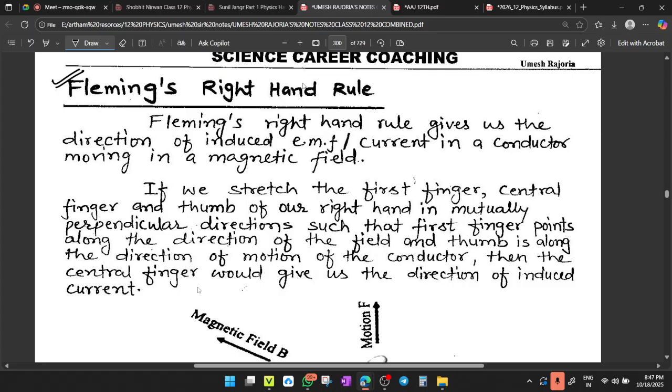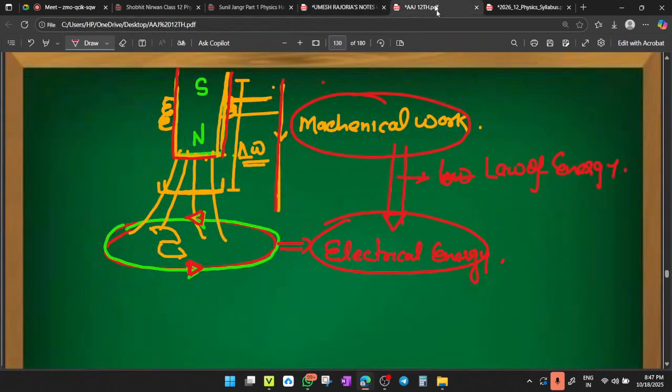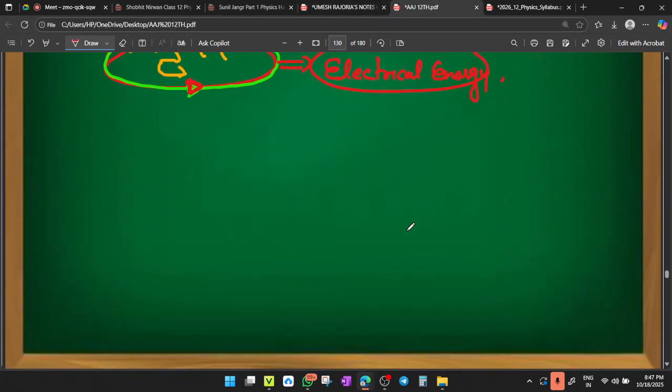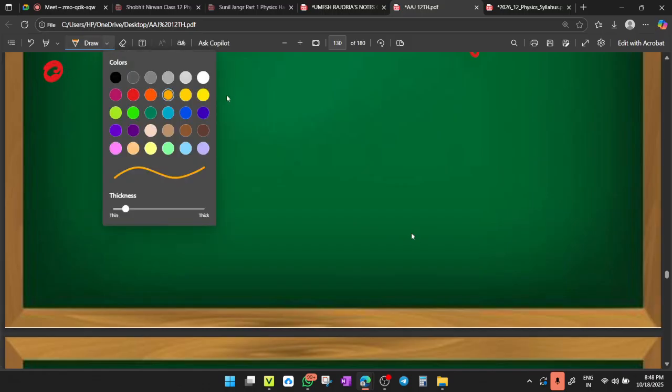Next is Fleming's right hand rule. For what purpose are we reading Fleming's right hand rule? Fleming's right hand rule is used to identify the direction of electric current. Yes, to identify the direction of the induced current. Okay.